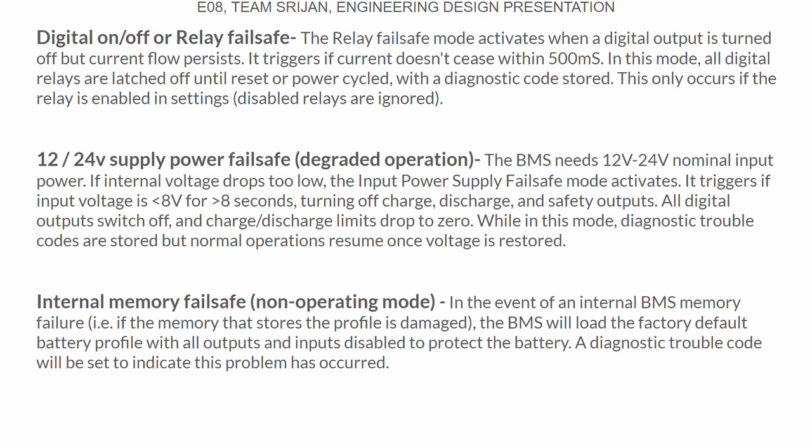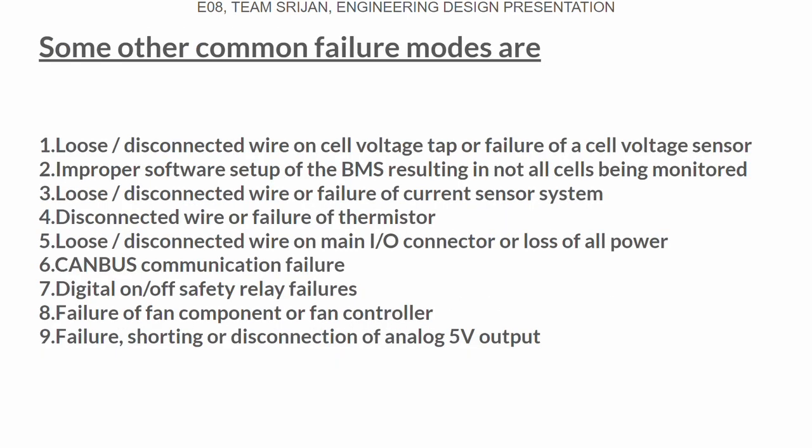12/24 volt supply power failsafe. If the BMS's input voltage drops below 8 volts for more than 8 seconds, the input power supply failsafe mode activates. It turns off charge, discharge, and safety outputs, sets digital outputs off, and drops charge and discharge limit to 0. Diagnostic trouble codes are stored, but normal operations resume once the voltage is restored. Next is internal memory failsafe. In case of internal BMS memory failure, the BMS loads the factory default battery profile with all the inputs and outputs disabled to protect the battery. The diagnostic code indicates this issue. In the next slide, some other common failure modes are given. You can go through these.